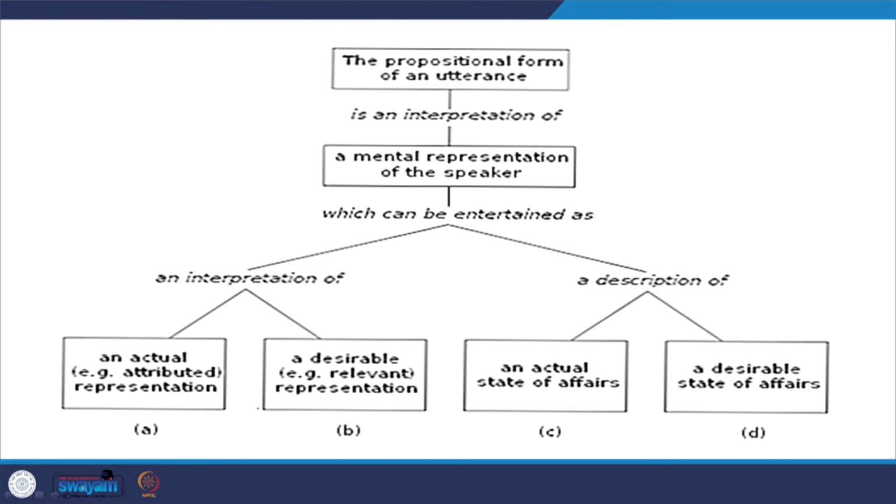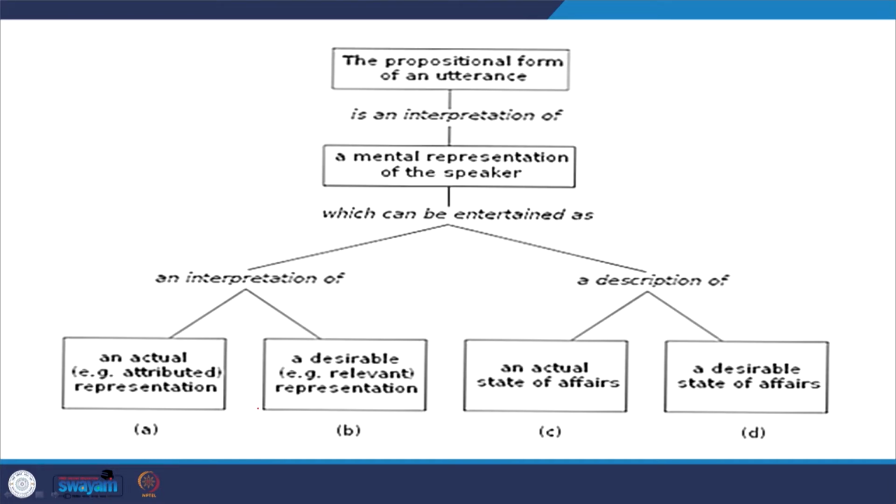Now, here is a chart where you can find the propositional form of an utterance. By utterance I mean it can be a sentence, it can be a word, it can be a message whatsoever. So, this propositional form of an utterance is an interpretation of a mental representation of the speaker, and that can be entertained as interpretation and description. So, when it is interpretation, it is an actual attributed representation or a desirable relevant representation.